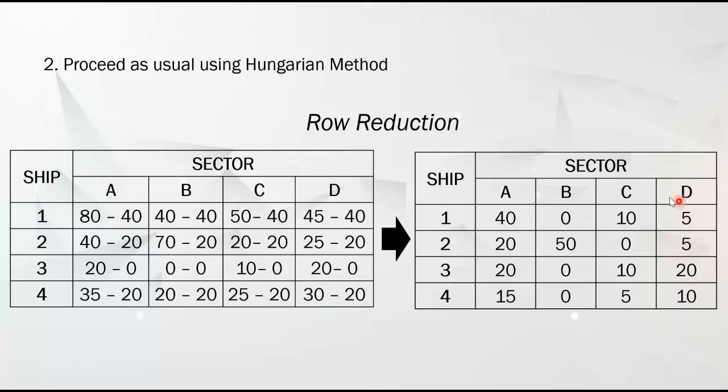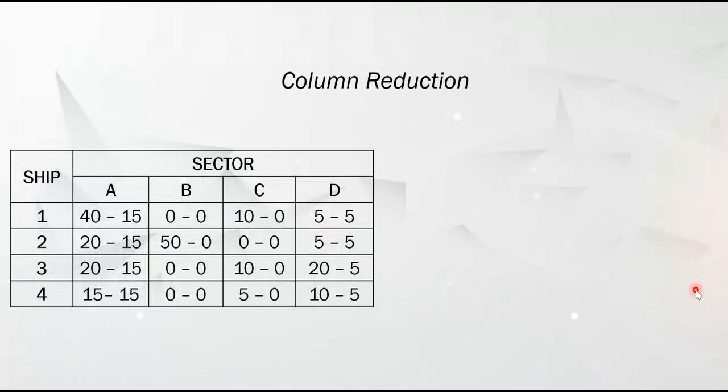For column B and column C, the least number is 0, so all the numbers will remain the same. For column D, the least number is 5, so we'll have to deduct 5 from all the numbers right here. So 5 minus 5, 20 minus 5, and 10 minus 5. After which, the result will be this one.